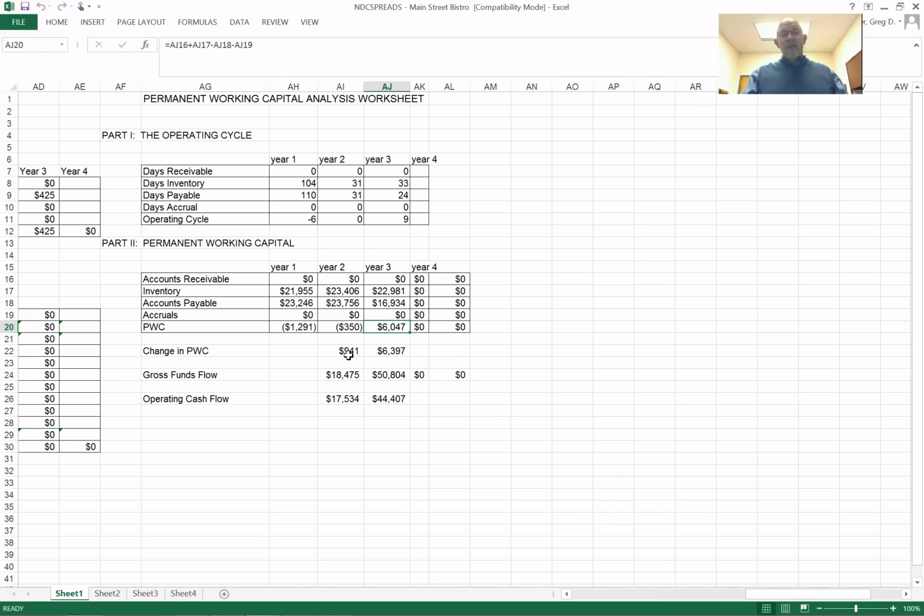So the change in permanent working capital is $6,397 from this year to this year, which is a need or a negative number, plus my gross funds flow means I have $44,407 cash coming out of this business the way it sits.